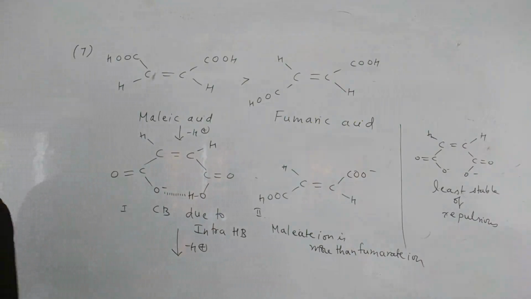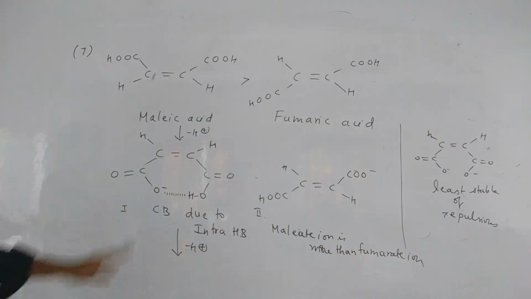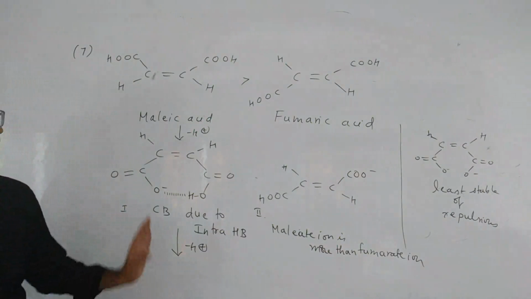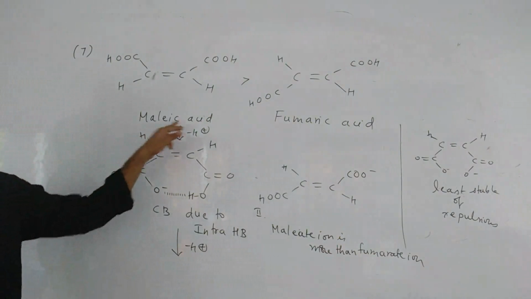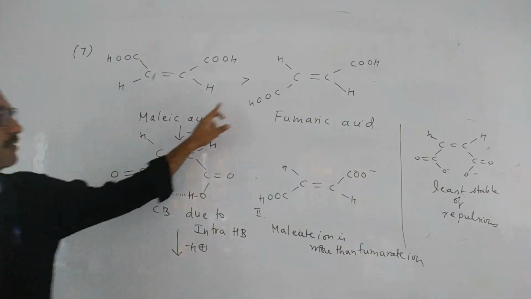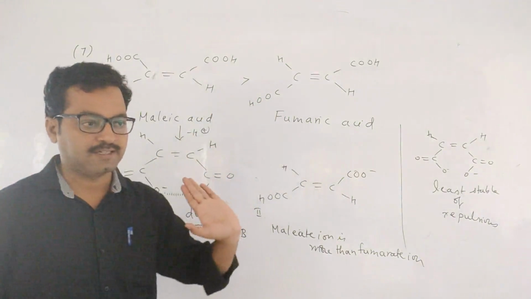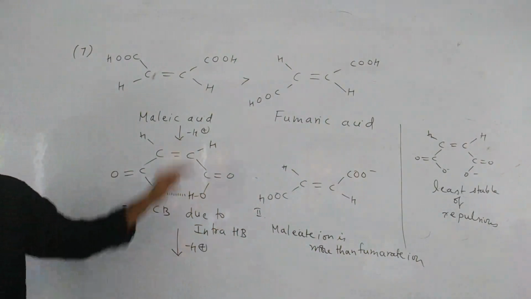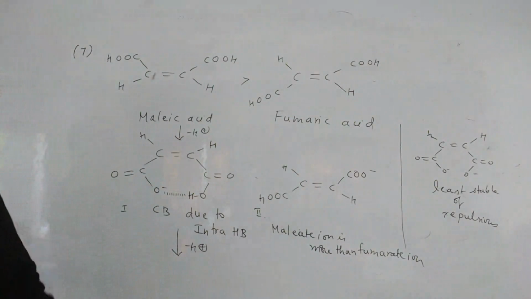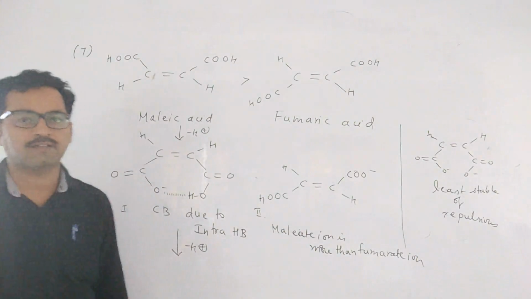Since in malate ion, after writing this, what is the first point? Write it in word form: malic acid is more acidic than fumaric acid. First statement: malic acid is more acidic than fumaric acid.